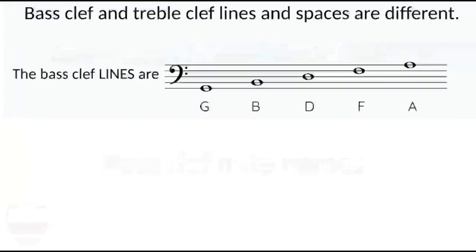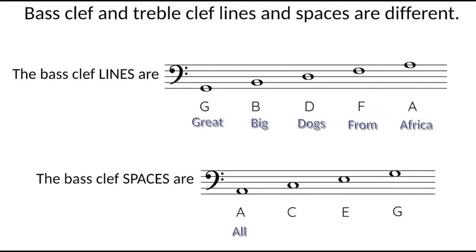in the bass clef, the lines. Remember we said a little phrase just to help us to remember these. So great big dogs from Africa, that's the lines on the bass clef, and the spaces, all cows eat grass.